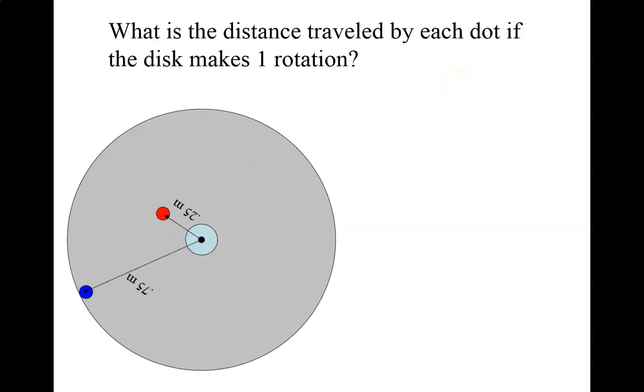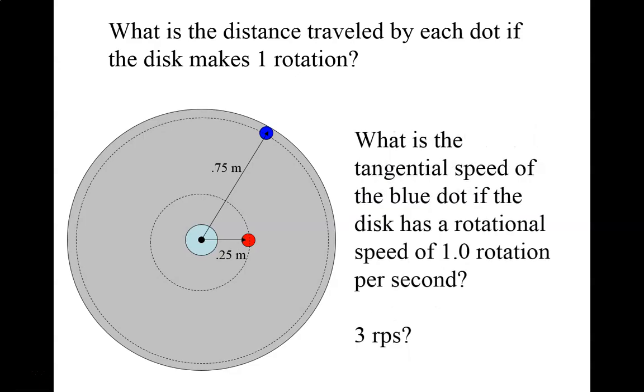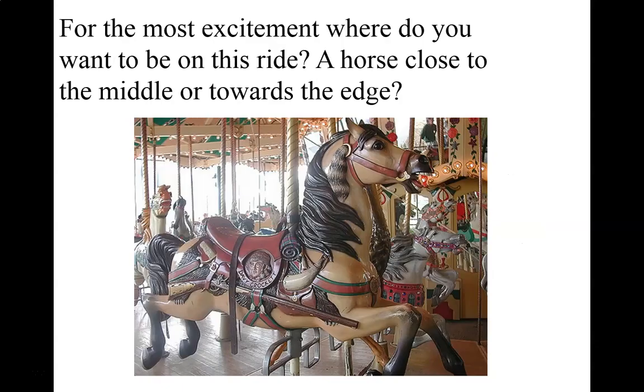Okay. So what would be the total distance traveled by each one of these dots in one rotation? Let's just look at the red dot. Well, what they're going to travel is the circumference. If you figure out the circumference, you need 2 pi and the radius. I know the radius, the radial distance is 0.25 for the red one. Then the circumference is 2 pi r, so 2 pi times 0.25, which we'll get into more in a little bit.